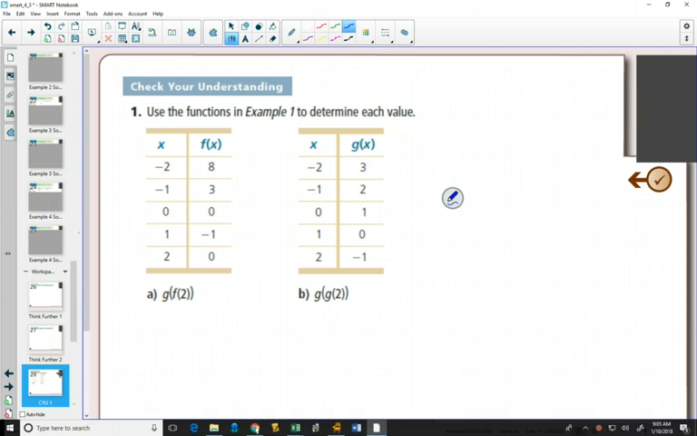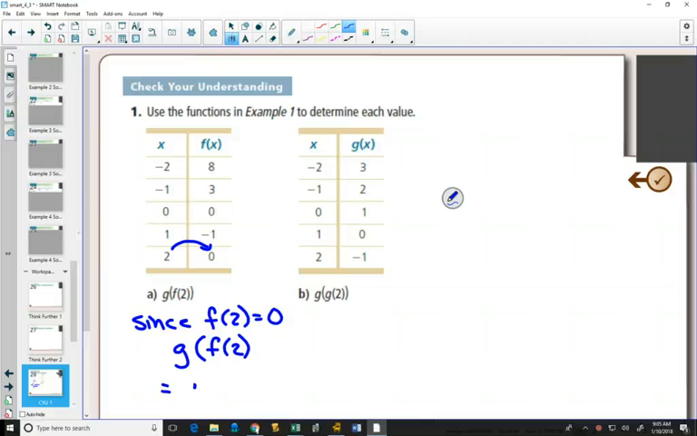So to start with g of f of 2, if we start on the inside, f of 2 would be right here. F of 2 is 0. So this inside f of 2, since f of 2 equals 0, and you don't have to write this, but this is just to help you see what's happening. Since f of 2 is equal to 0, then g of f of 2 is the same as g of 0, because I can replace that f of 2 inside with 0.